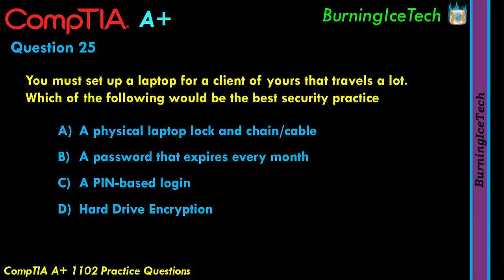C is a pin-based login. That's the same as a password. It's still something you know. The one is not really more secure than the other. It's not really going to help much. D says hard drive encryption.